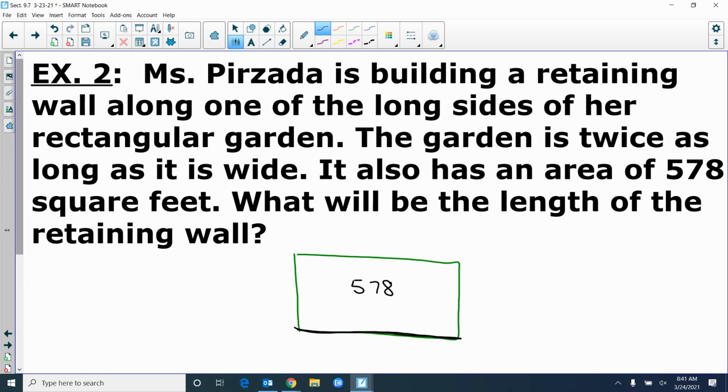So that means one side's 10, the other's 20. One's 15, the other's 30. We just can't randomly guess. We want to figure this out. So how can I represent that with variables? If I let one side be x, what's the other side got to be? x squared is not twice as long. If one side's 5, what's 5 squared give me? 25. Is that twice as big? No. So you don't square it. You multiply it by 2, make it 2x.